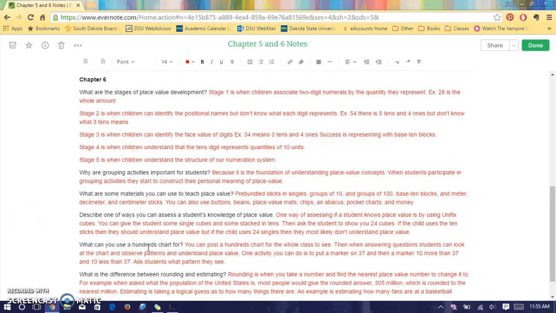So those are chapters 5 and 6. They definitely talked about numbers and helping your students understand numbers.